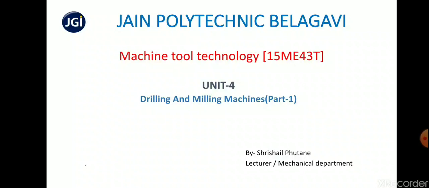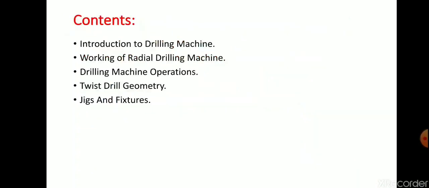So let us start with the fourth unit, that is drilling and milling machines. These are the contents of drilling machine: introduction to drilling machine, working of radial drilling machine, operations, twist drill geometry, jigs and fixtures. Let us see the introduction of drilling machine.